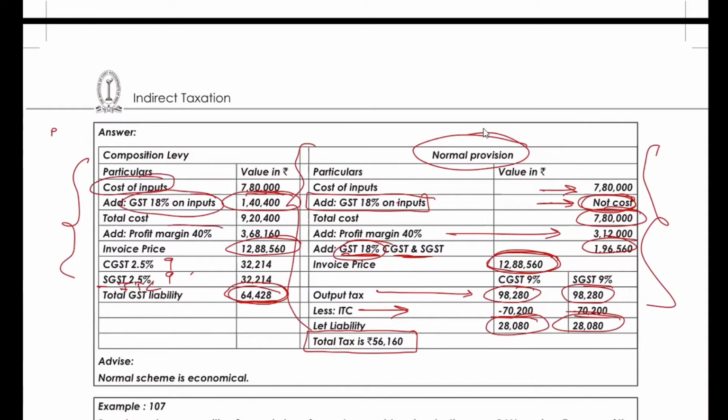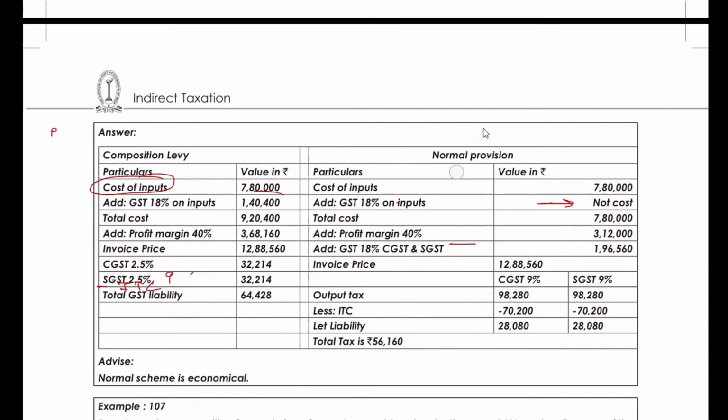Okay. So see here, profit has been added after the GST. But in the normal scheme, after we sell everything, after adding profit margin and all, then we calculate 18% GST. See here, GST on input is 1 lakh. Here GST on input is 1,40,000, but here GST is 1,96,000. Why? Because on this profit margin also we are charging GST because we are collecting it. We are providing taxable services. Correct. Is this clear? Advice: the normal scheme is economical.